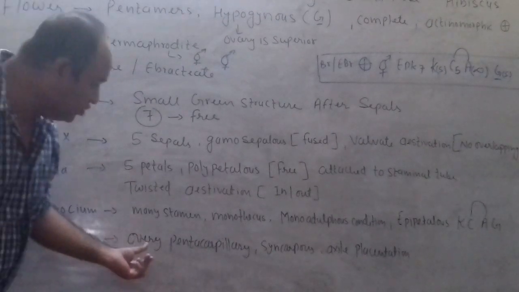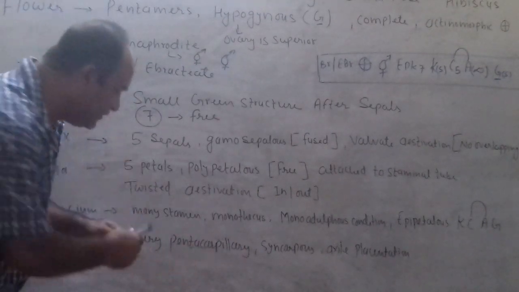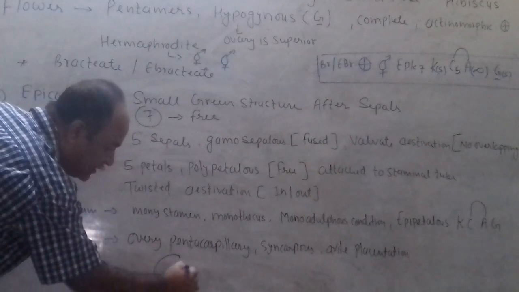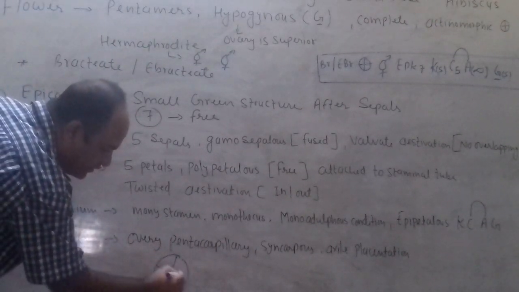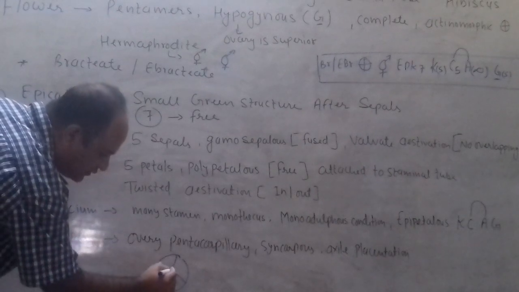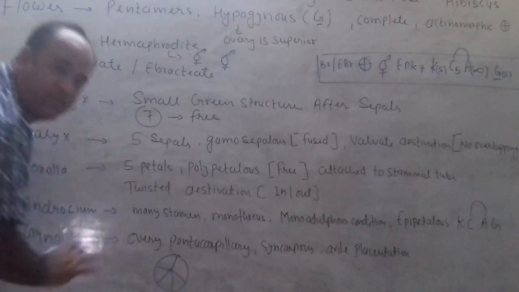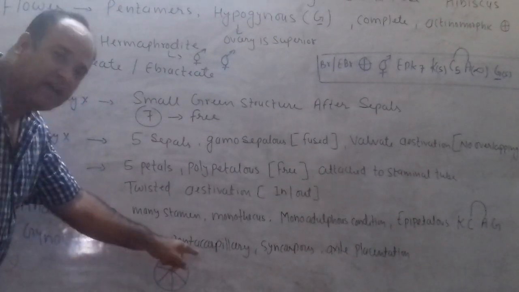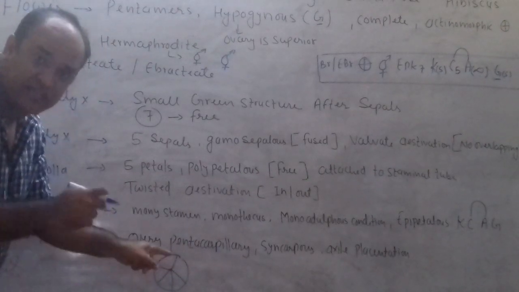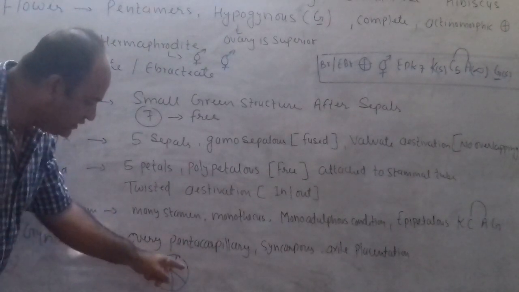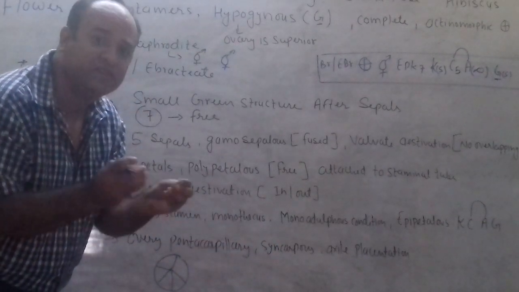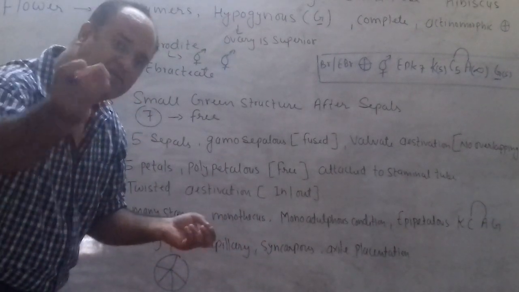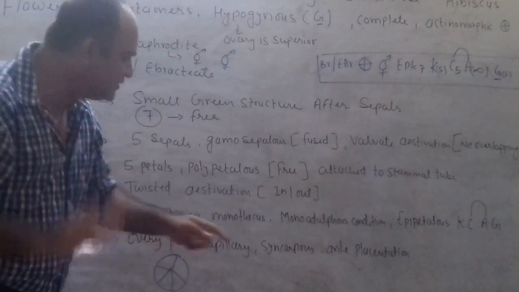Gynoecium. The ovary is pentacarpellary. What is the meaning of pentacarpellary? Suppose this is the ovary. It has 5 chambers: 1, 2, 3, 4, 5. This we had discussed. Pentacarpellary ovary means it has 5 chambers. Syncarpous, that means it is fused. Syncarpous means fused. Syn means fused. Always remember this word.